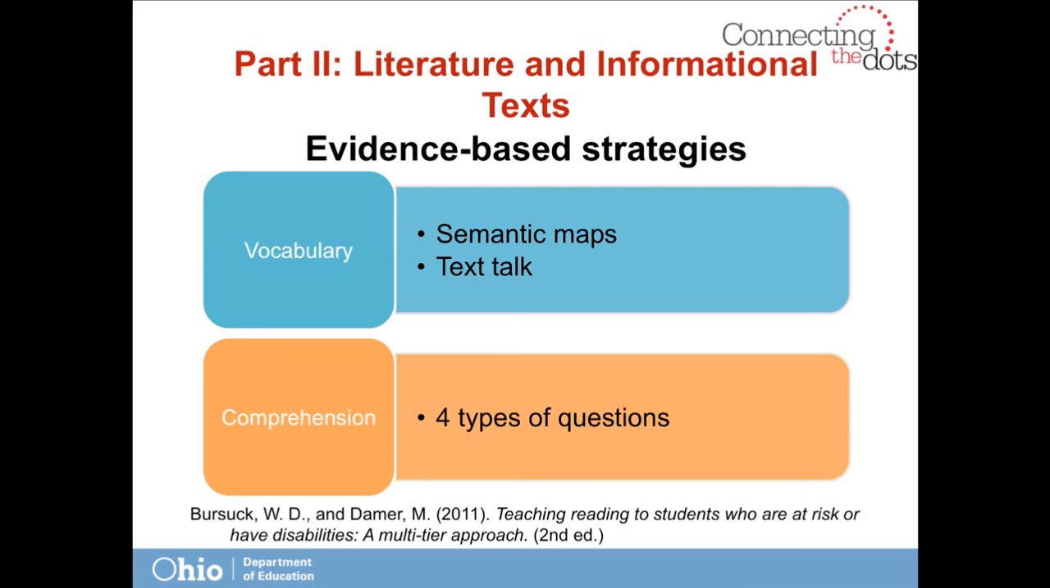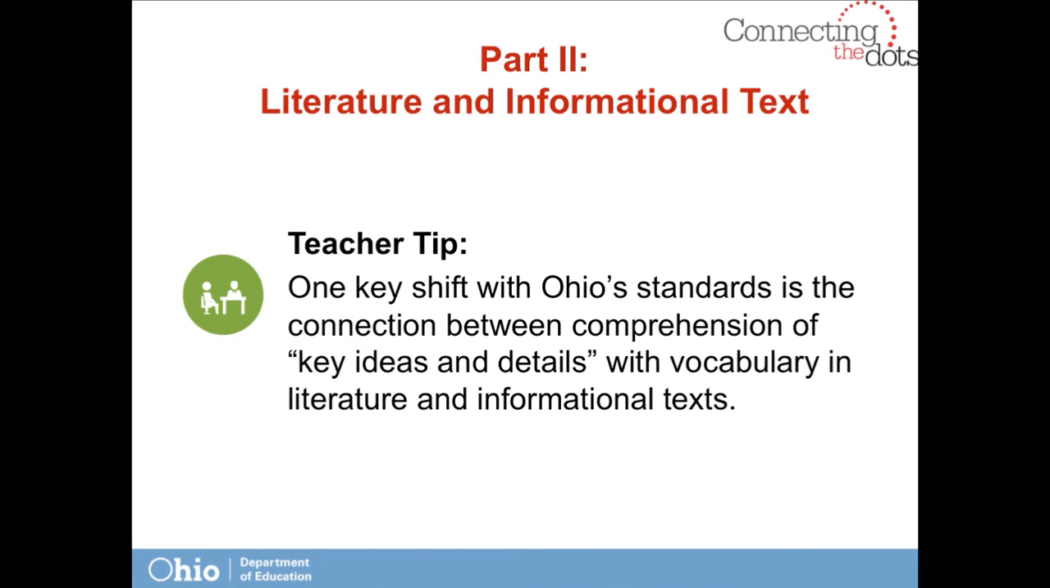Take a look at the crosswalk again and look for literature and informational text standards. We will now look at these 3 evidence-based strategies for teaching and monitoring the progress of vocabulary and comprehension of students who are not on track. There are 4 resources that can be used as reference. First, the Toolkit Crosswalk, located on page 25 of the toolkit. Second, Vertical Progression Guide. Third, the Academic Vocabulary Reference. Fourth, Comprehension Data Sheets. Notice the teacher tip.